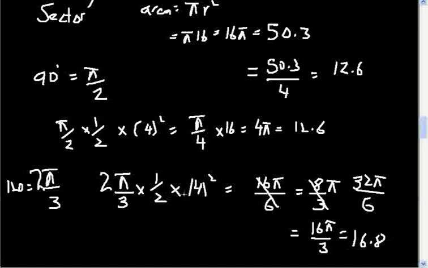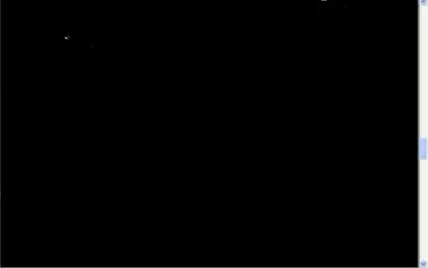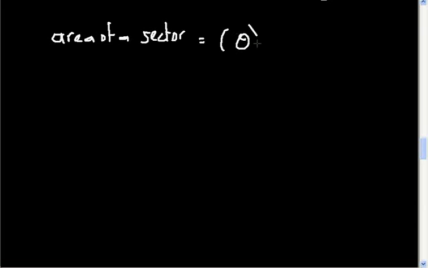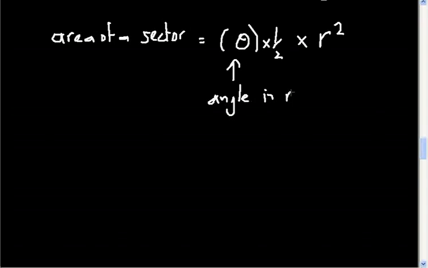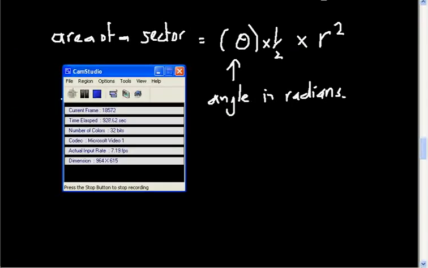So 120 is 2 pi by 3, and then you've got to halve that angle and then multiply it by the square of the radius. If I were to summarize that, to work out the area of a sector, this is what you do. You get your angle in radians, and then you halve it, and then you multiply by the square of the radius. Again, angle in radians.